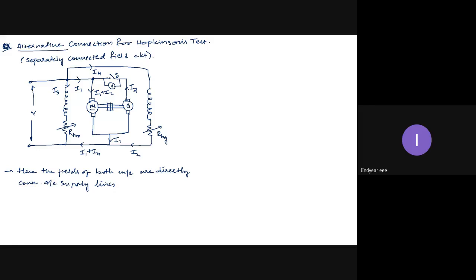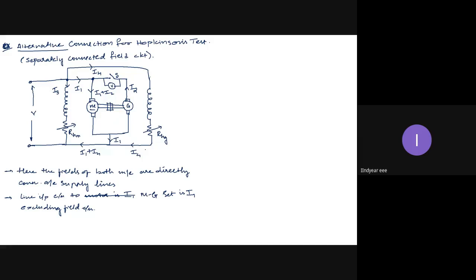So the line input current to the motor is now excluding the field currents. The line input current to the motor, sorry, not motor, it is the MG set. Not only the motor, because the generator is also there. So the line input current to the MG set is I1, excluding field currents. So this is the line input current for this MG set, which is connected to the armatures.